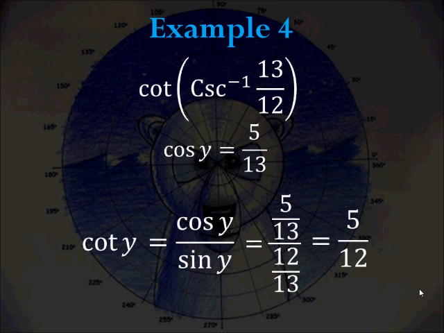So, when you're given an inverse cosecant or inverse secant, sometimes it makes it easier to convert it to an inverse sine or inverse cosine and take the reciprocal, and then you'll often be able to figure out sine or cosine using the basic Pythagorean identity of sine squared x plus cosine squared x equals 1.